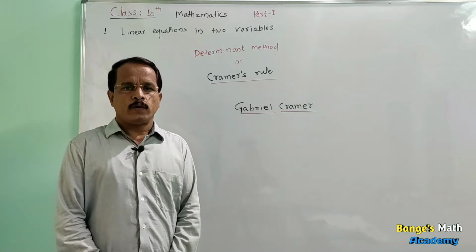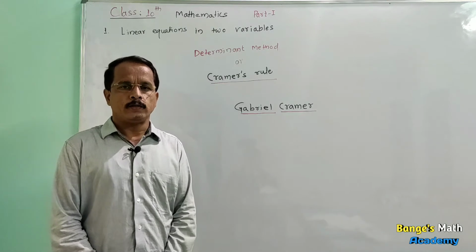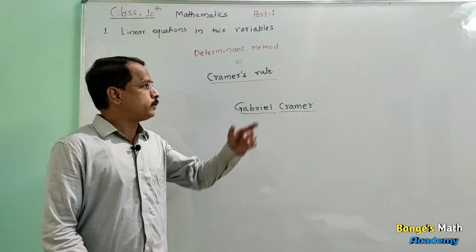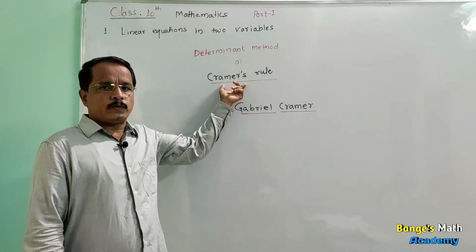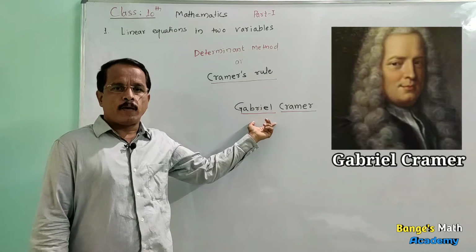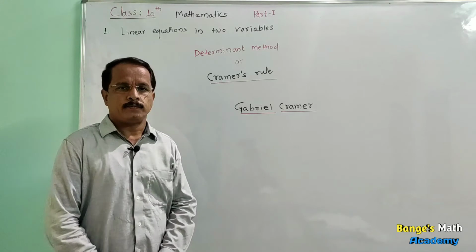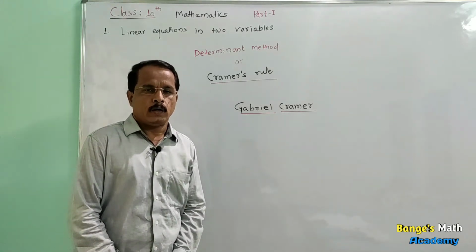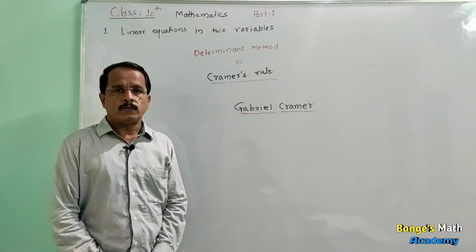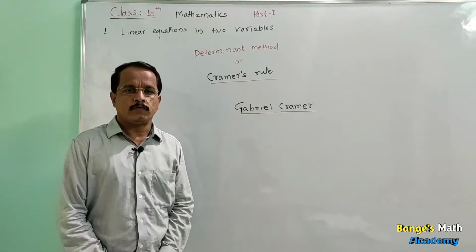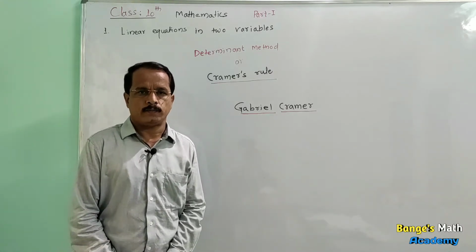In this session, we are going to study how to find the solutions of simultaneous equations by the determinant method or Cramer's rule. This rule was invented by Gabriel Cramer, so it is known by his name, Cramer's rule. In the previous video, we discussed how to find the solutions of simultaneous equations by the elimination method and the graphical method.